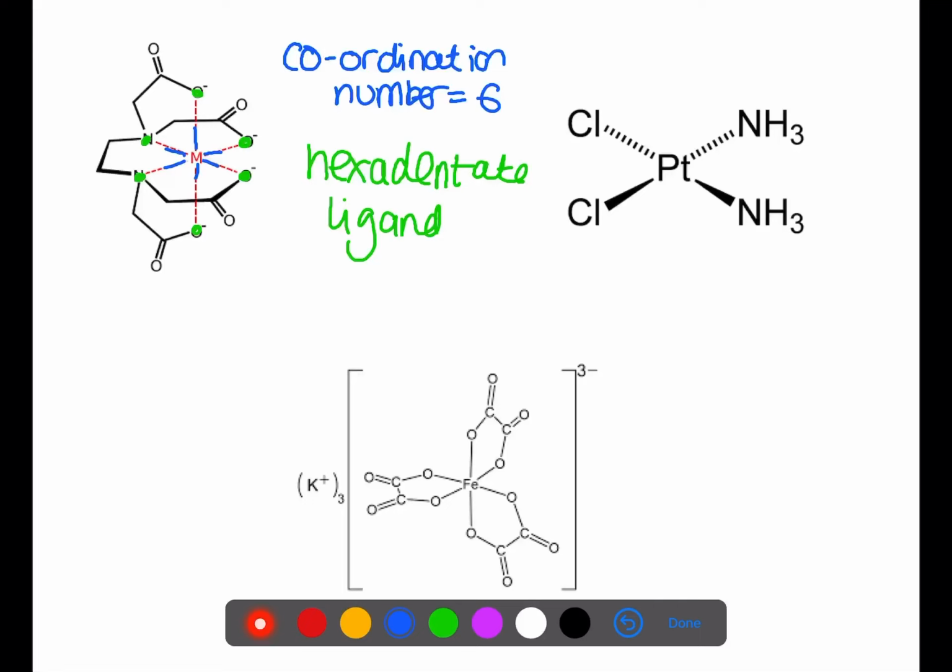In this second example, we can see that the platinum is forming 4 bonds. This means that the metal's coordination number is 4. Each of the ligands is only using one atom to bond to the metal. This means that both types of ligands here are monodentate.